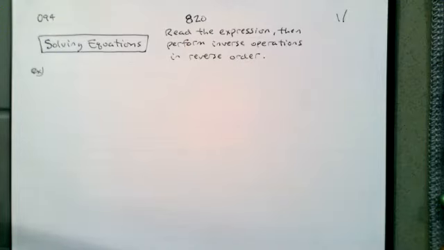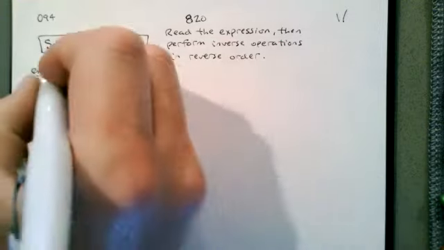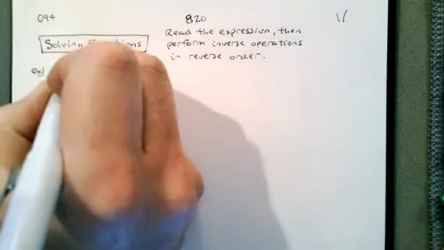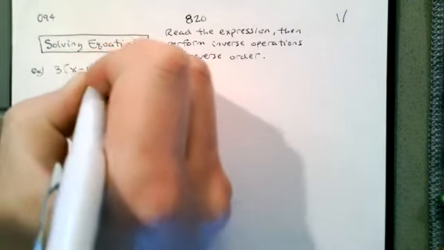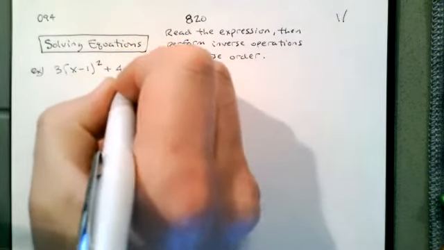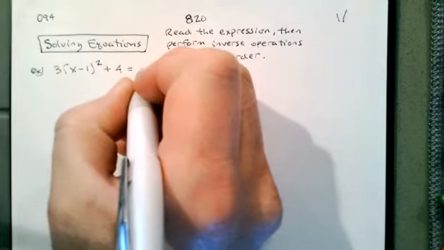Today we want to look at a few more examples of solving equations by reading the expression, then performing inverse operations in reverse order. So I want to look at another quadratic equation, but I want it to be in vertex form. So let's look at the equation. Let's suppose we have 3 times (x minus 1) squared plus 4 is equal to 5.